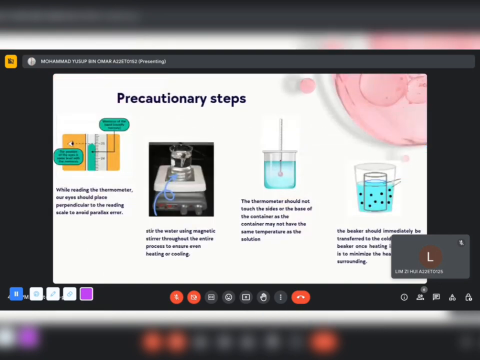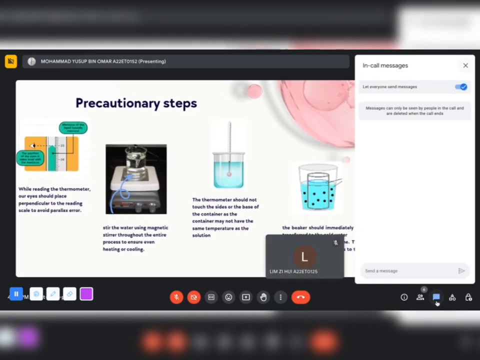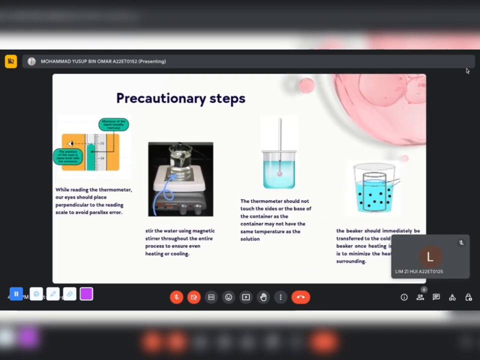So here are the precautionary steps that we need to follow when we do the experiments. First, while reading the thermometer, our eyes should be placed perpendicular to the reading scale to avoid parallax error, because we want to get the accurate value from the reading. And then we stir the water using a magnetic stirrer throughout the entire process to ensure even heating and cooling, which is to make sure the heat transfer that happens in the beaker gets even heating and cooling.